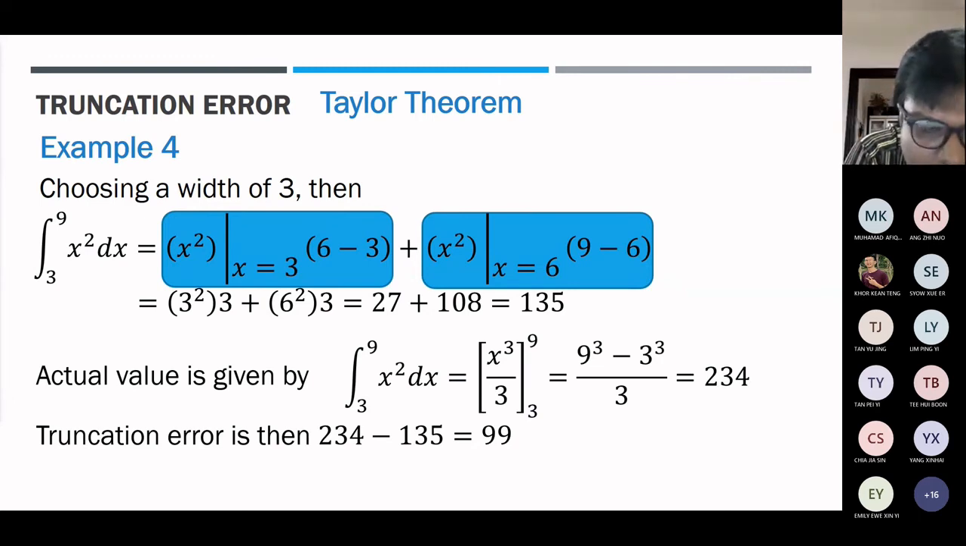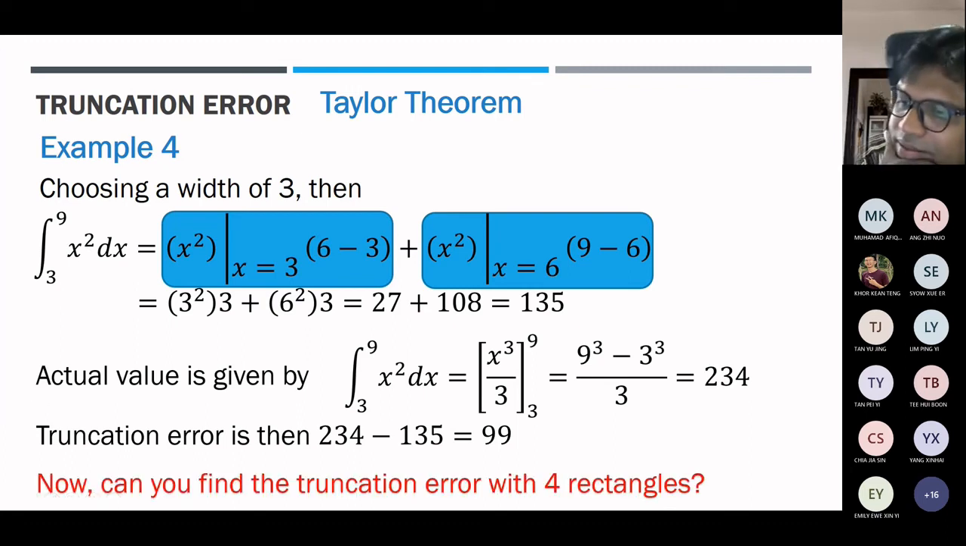That means we need to add more rectangles. Yes. In other words. Okay, thank you, Lim. Good try. You can add on the rectangular terms, so that by adding them you can get more accurate solutions. Now, can you find the truncation error with 4 rectangles? What would the truncation error be?